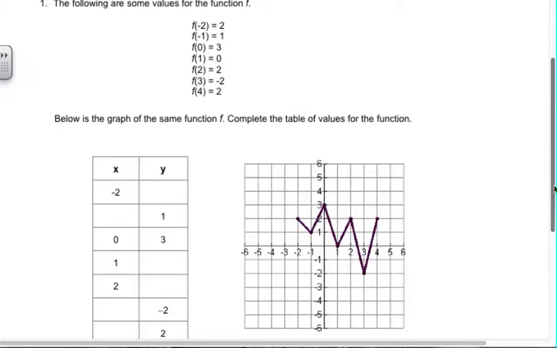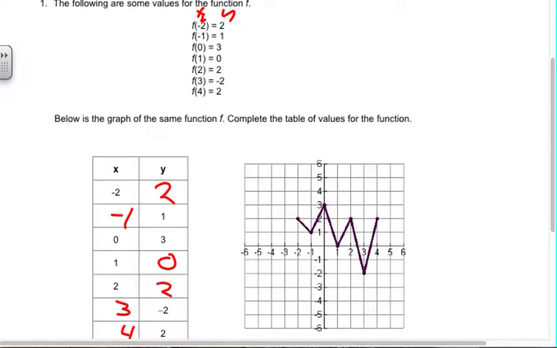We've got some function values right here, as you can see. Remember, this inside here is x, and this is y. So when x is -2, y is going to be 2. When x is 1, it's -1. We've got 0, 3. When f is 1, we're 0. When x is 2, we're 2. -2 is 3. And when the function is 2, x is 4. And we've got a graph on this thing over here.